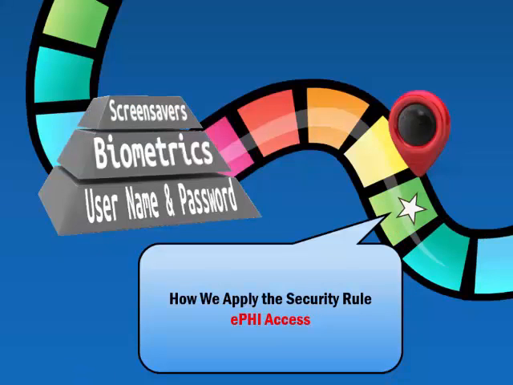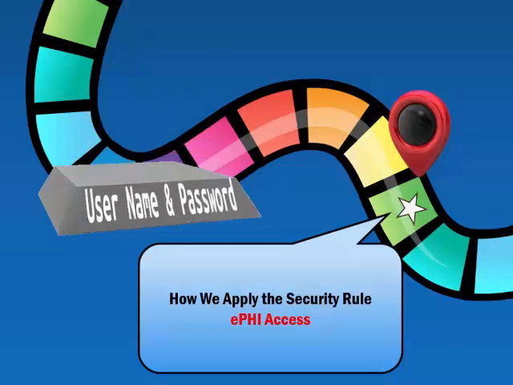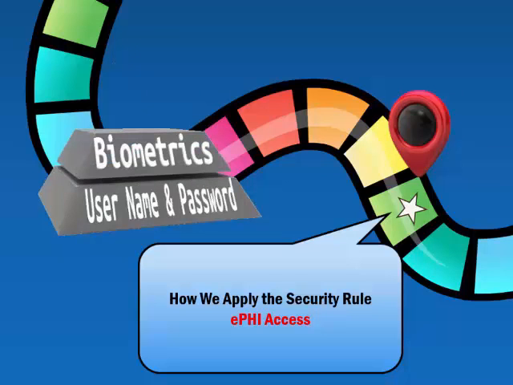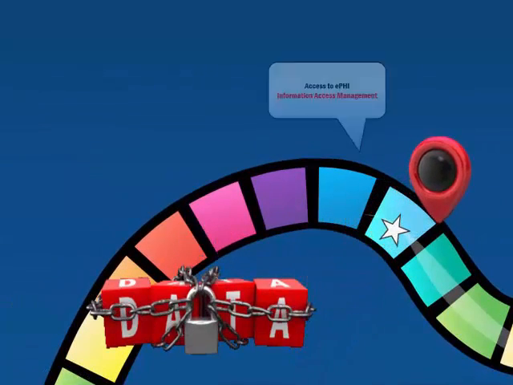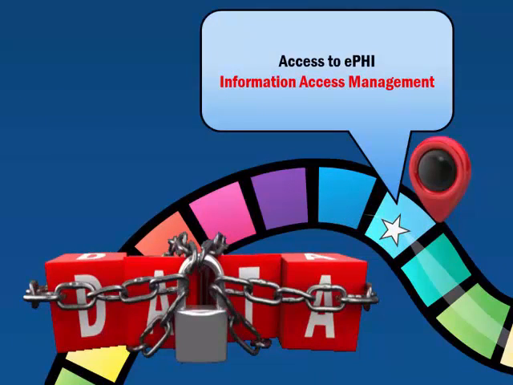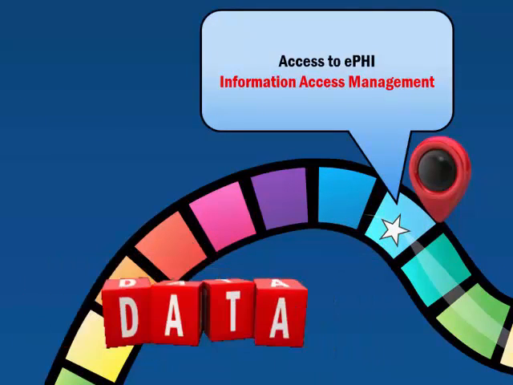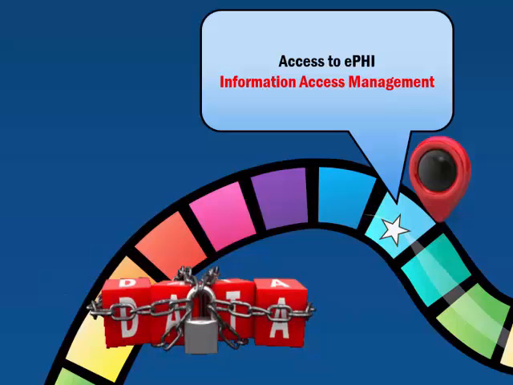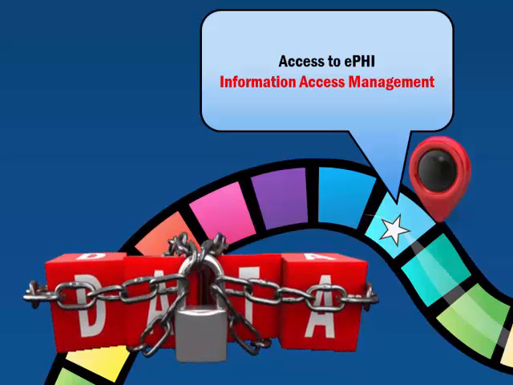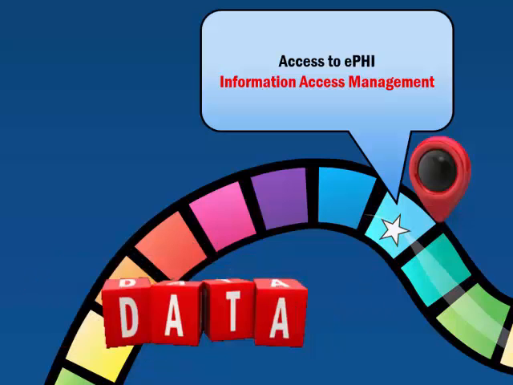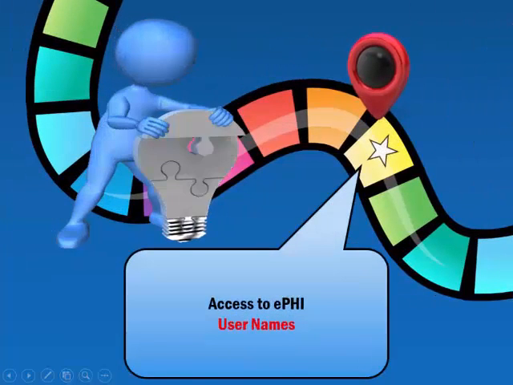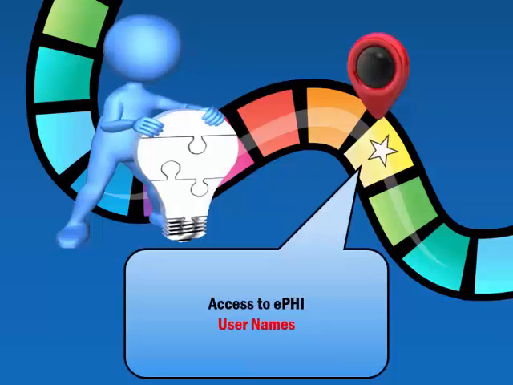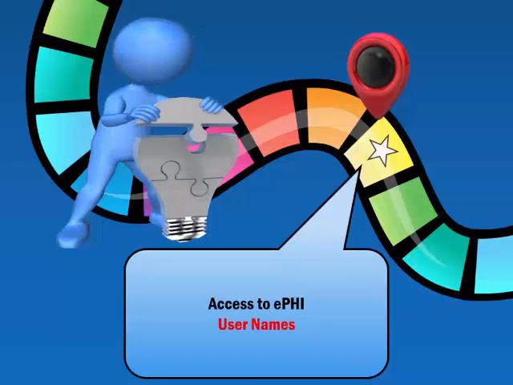We control ePHI access through the following: by using names and passwords, biometrics, using screensavers, and enabling automatic log-off on our computers. The Department of Health and Human Services must implement technical policies and procedures for electronic information systems that maintain ePHI to allow access only to those persons or software programs that have been granted access rights as specified in the HIPAA security rule. The Department of Health and Human Services must assign a unique name and/or number for identifying and tracking user identity.